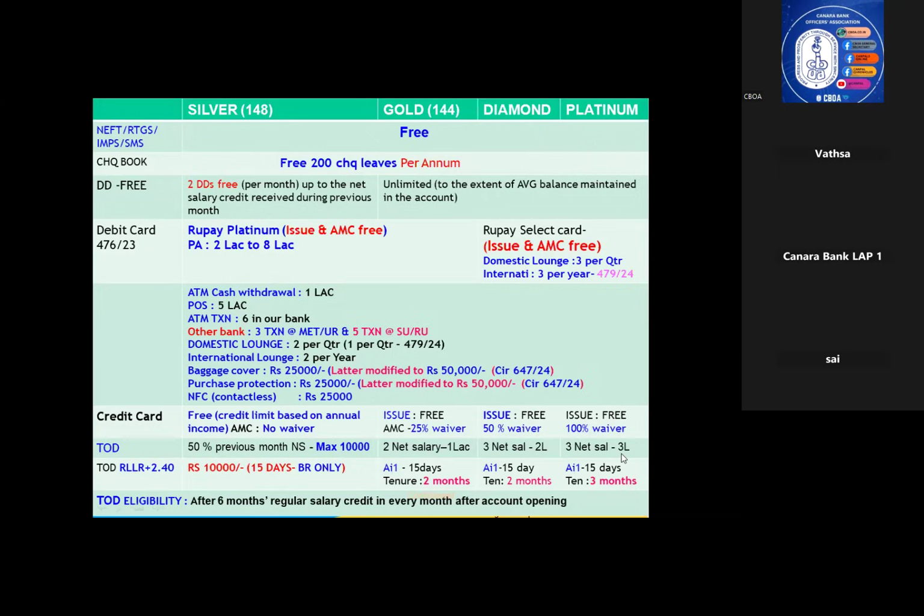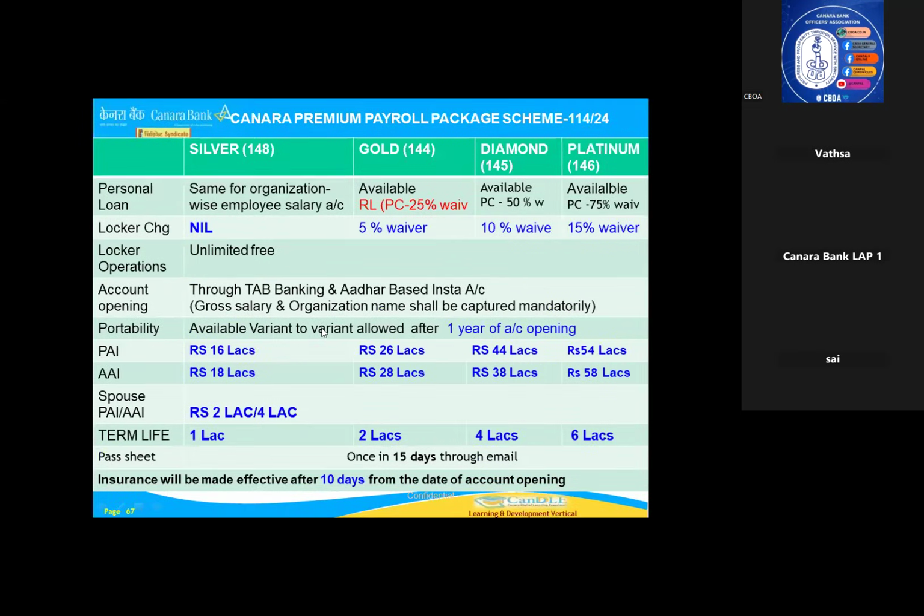Then here, TOD, can it be given? Yes, it can be given, 10,000 for 15 days. Second category, it is for 2 months. Third category, it is 2 months. Fourth category, it is 3 months tenure. And it can be applied through the mobile app. TOD eligibility is after 6 months of regular salary credit every month after account opening.